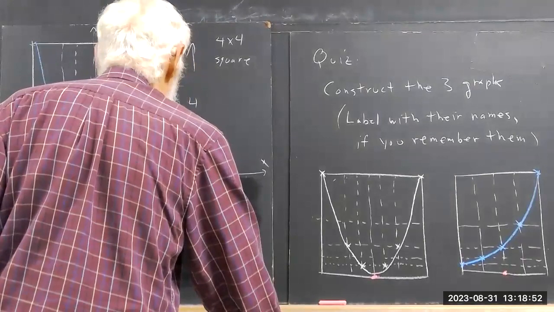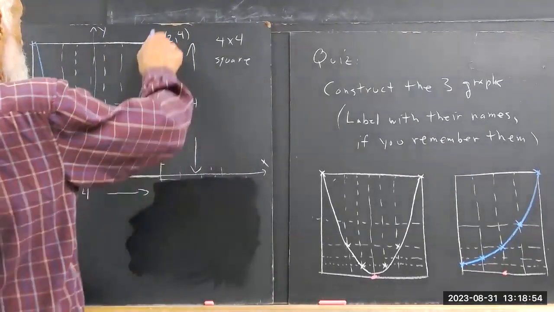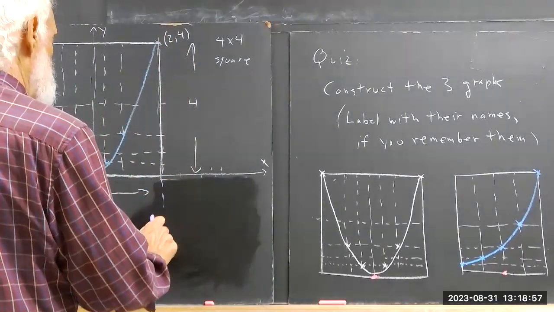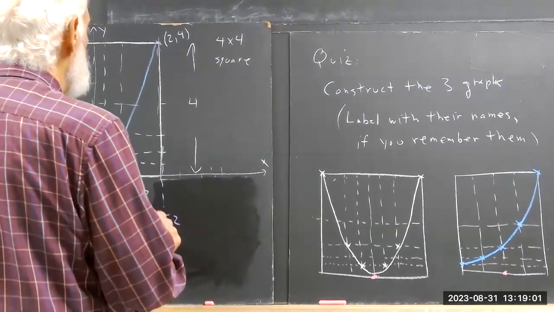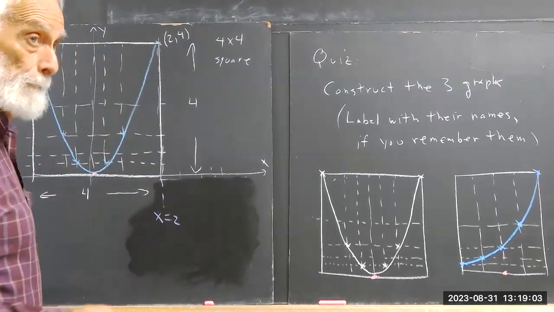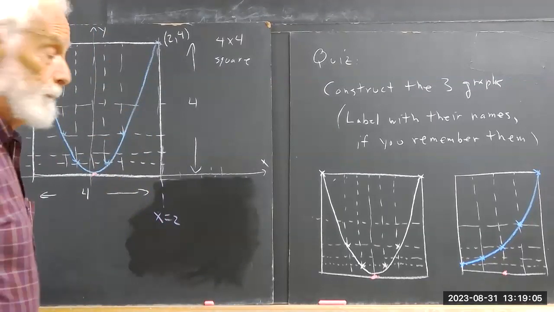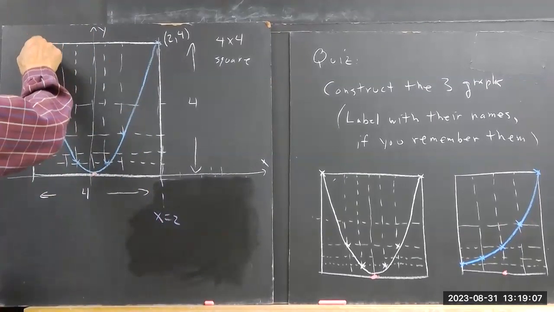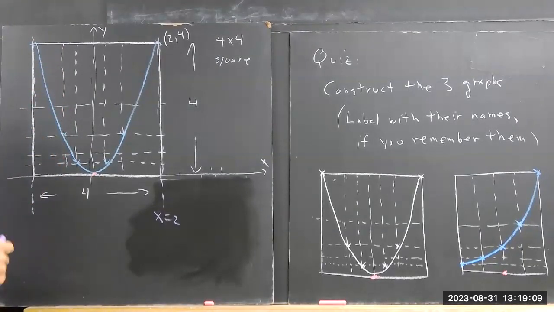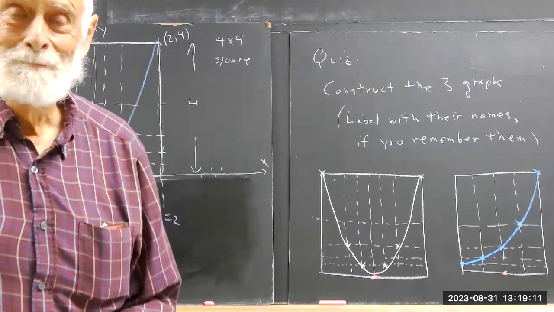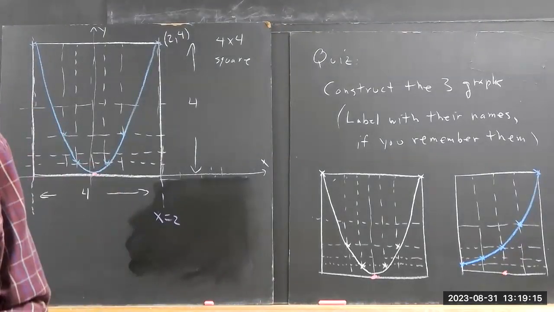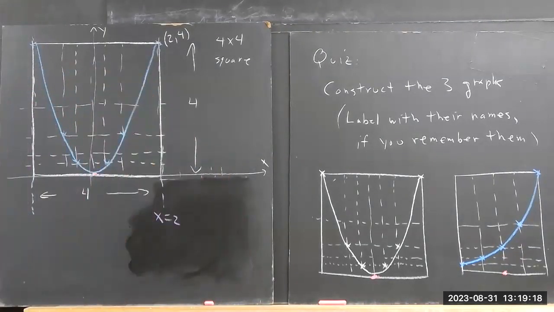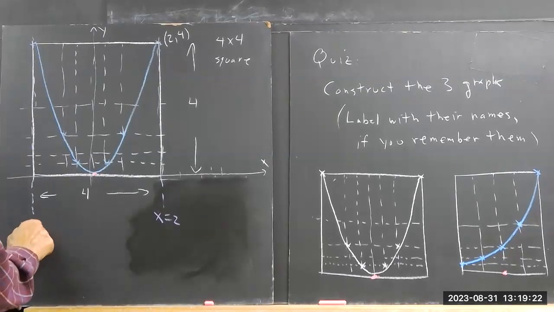I'll use purple. X equals 2. That's this purple line. So what's this purple line? See if you can invent a sign language that tells me what that is. Yeah. Okay, -2. Everybody knows that, and if they didn't, it should be clear.